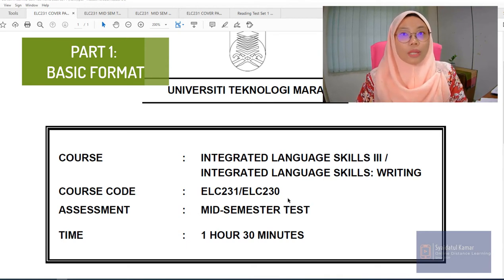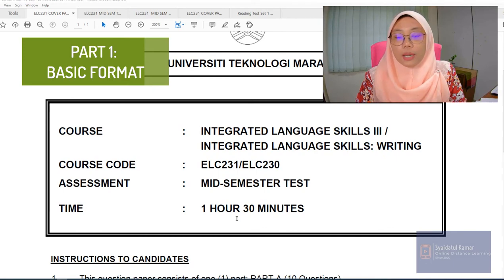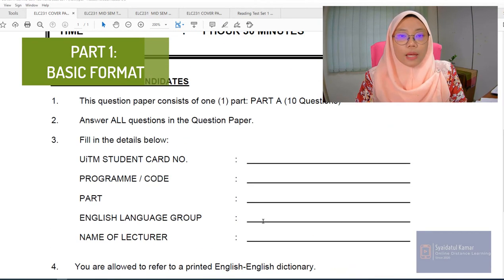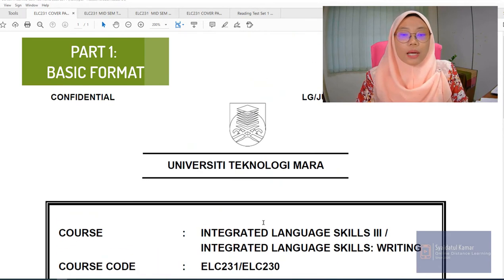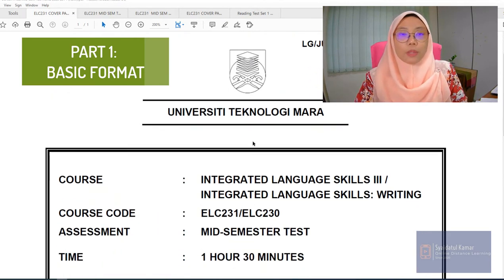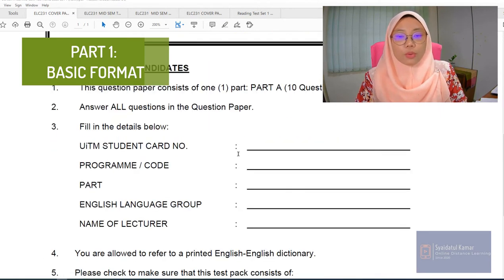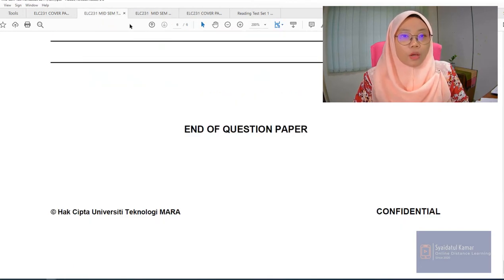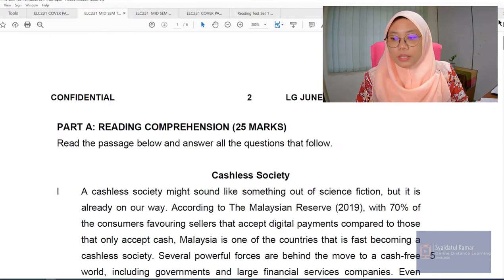Let's get to the first part, that is the format of the test. As you know, it's 1 hour and 30 minutes. I'm just going to show you how the question paper looks like. Obviously, you don't have to fill all of this in because you are going to fill in your information in an online form. Now let's take a look at the questions.